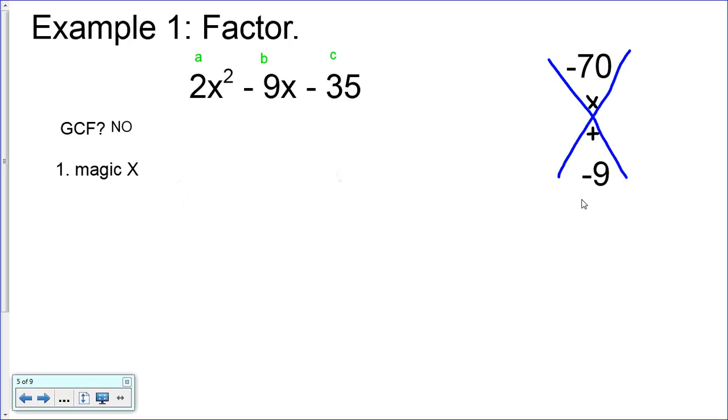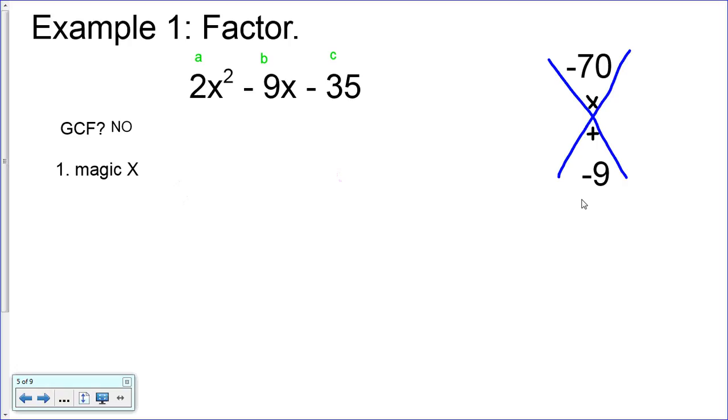So negative 70, we could do like negative 7 and 10, which would give me 3, not negative 9. You could also reverse the sign and get negative 10 and 7, but that would just give me negative 3. So maybe I could do negative 35 and 2, but that gives me negative 33. Or I flip it and it would give me positive 33. So that doesn't work. How about 14 and negative 5?